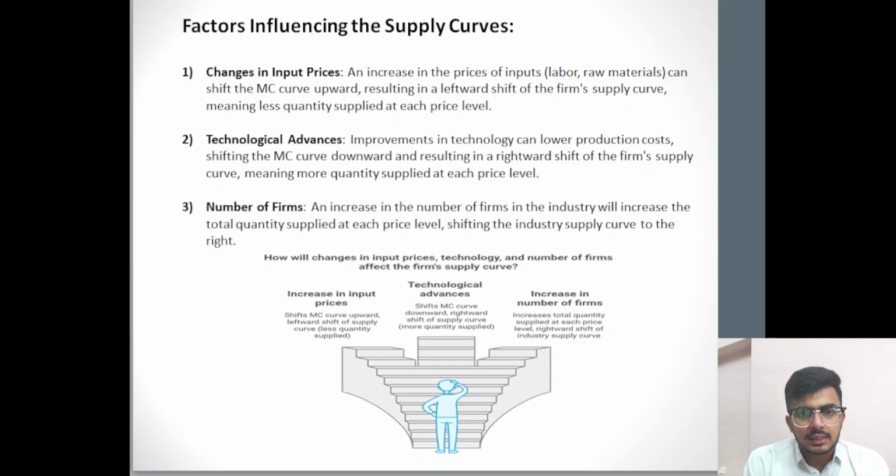Technological advances: improvements in technology can lower production costs, shifting the marginal cost curve downwards and resulting in a rightward shift of the firm supply curve, meaning greater quantity supplied at each price level. Number of firms: an increase in the number of firms in the industry will increase the total quantity supplied at each price level, shifting the industry supply curve to the right.